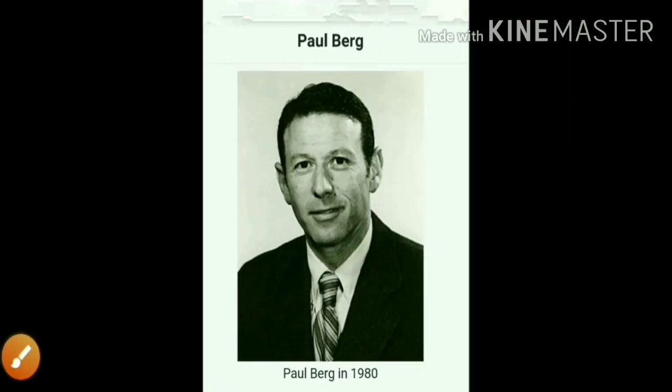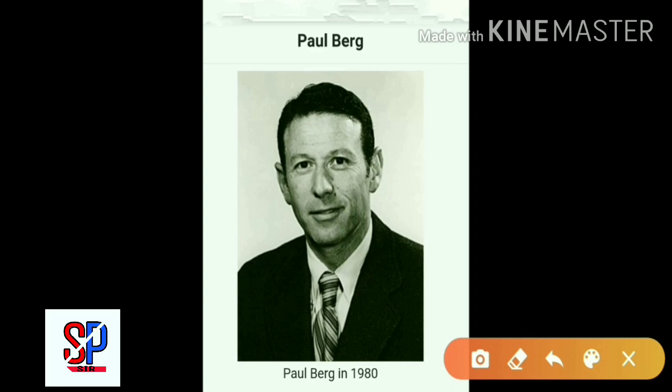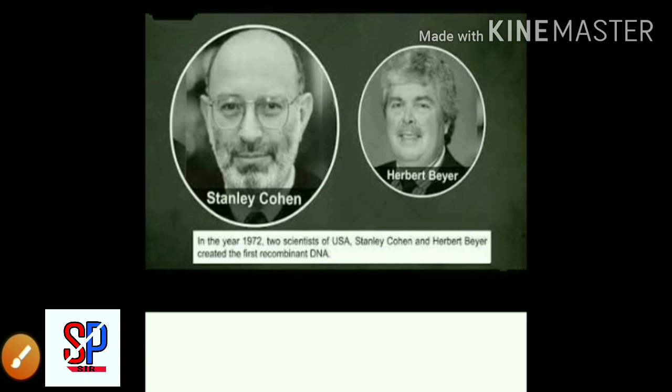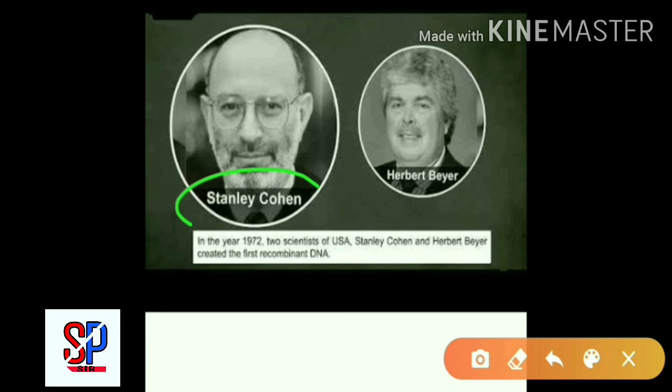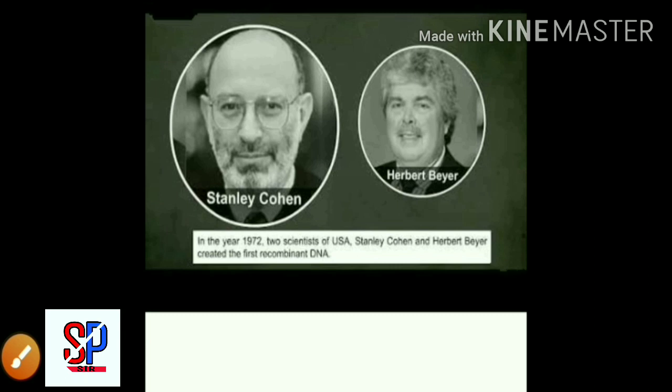Let us now talk briefly about the history of biotechnology. Paul Berg, the American biochemist who received Nobel Prize in Chemistry in 1980, along with Walter Gilbert and Frederick Sanger, is known as father of biotechnology. The other two prominent personalities in the history of biotechnology are Stanley Cohen, that's right here, and Herbert Boyer. These are the two scientists who achieved the triumph of preparing the very first recombinant DNA.